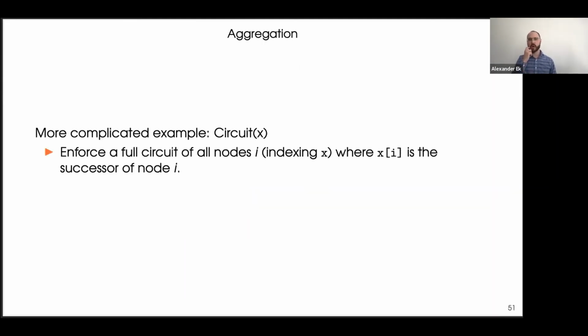All right. We can look at a more complicated example. Let's look at circuit. If you're not familiar with the circuit constraint, it means that you enforce a full circuit of nodes i, and i here is indexing X, where Xi is the successor node of i. So basically, here's a node. What's the next node, what's the next node, and in the end you should end up at the same place you started, and you should have reached all the nodes. That's what circuit means. So we want to enforce this in our model, but how do we garbage collect it?